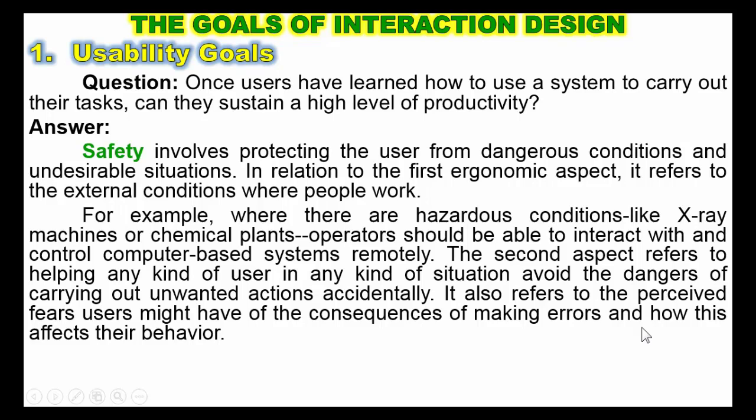For example, where there are hazardous conditions like X-ray machines or chemical plants, operators should be able to interact with and control computer-based systems remotely. The second aspect refers to helping any kind of user and any kind of situation avoid the dangers of carrying out unwanted actions accidentally. It also refers to the perceived fears users might have of the consequences of making errors and how this affects their behavior.